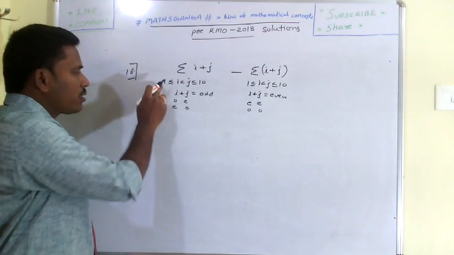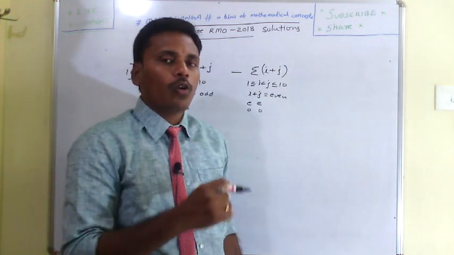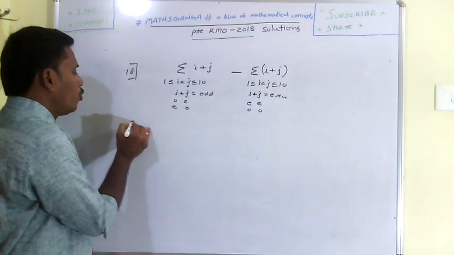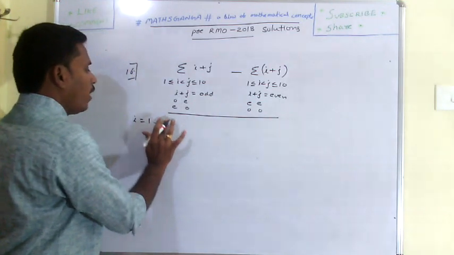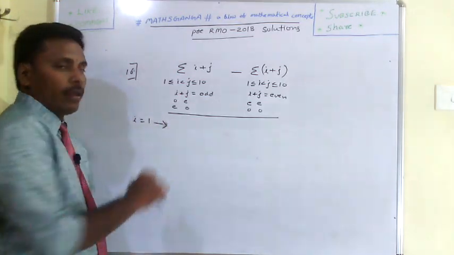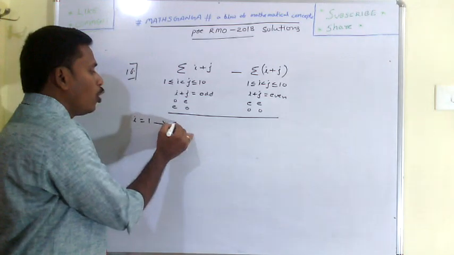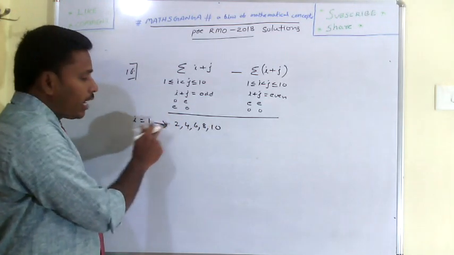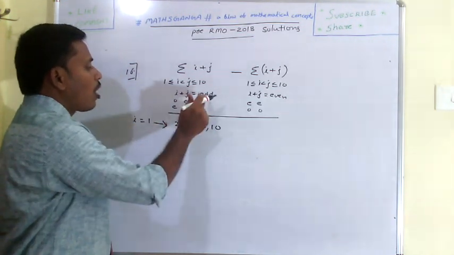See, since the values of i and j are in between 1 and 10, the first 10 natural numbers, better go with the normal counting procedure. So if i is equal to 1, then whenever i plus j will become odd, since 1 is odd, we need to take even numbers. Since i is less than j, we need to take even numbers which are greater than i and up to 10, which are 2, 4, 6, 8, 10. So if i is 1, and if j is either 2 or 4 or 6 or 8 or 10, then i plus j is odd.